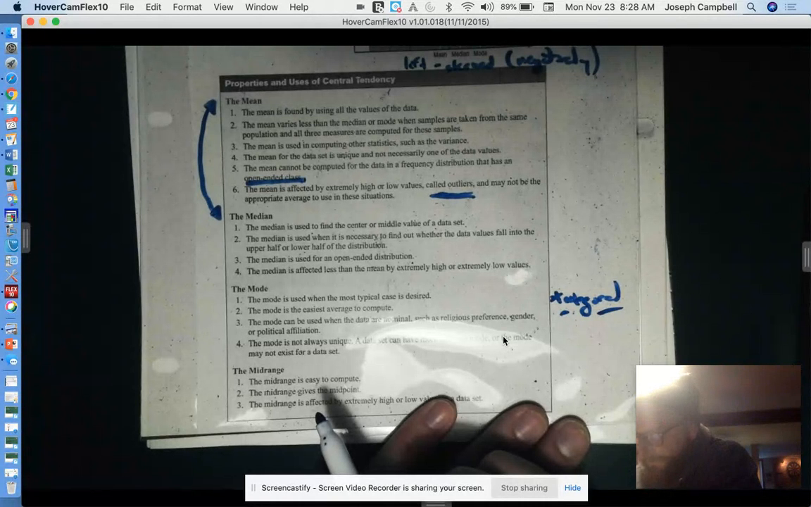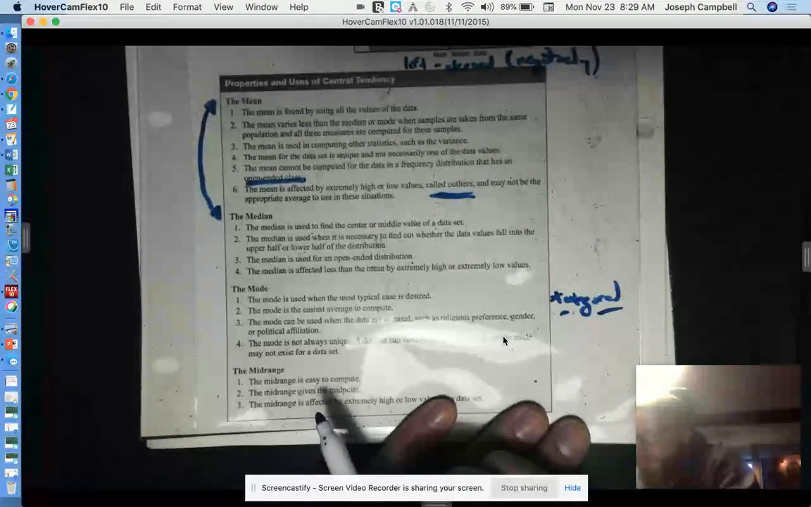So the mid-range is easy to compute. It gives the midpoint, but it's also affected by extremely high or extremely low values. I would only use the mid-range in the event that I have a relatively uniform distribution. But to be honest with you, I've never really seen it on its own. It's always used in conjunction with one of these other ones. Even though it is a measure of central tendency, it gives people an idea about what the spread of the data is as well. But I've never seen it just by itself.